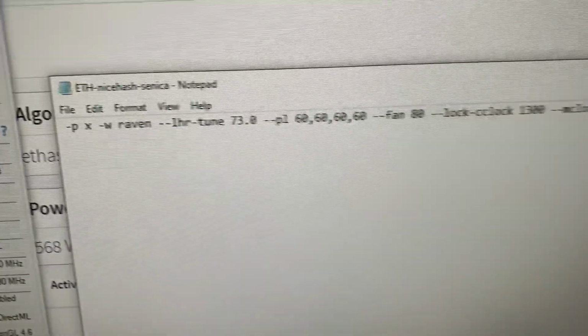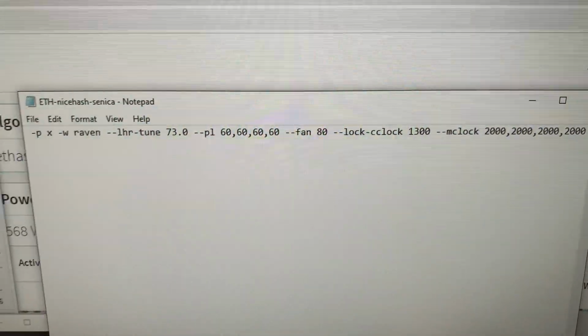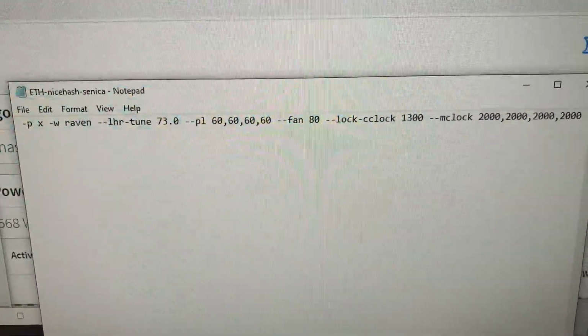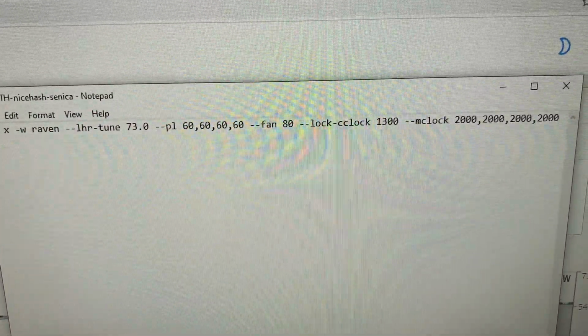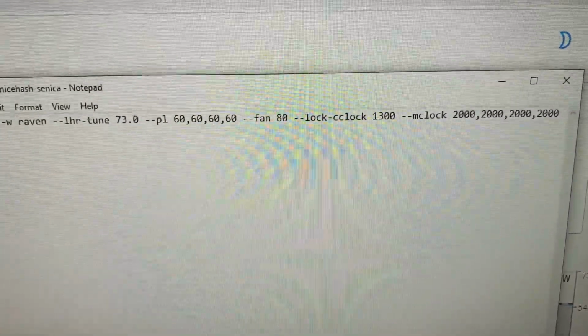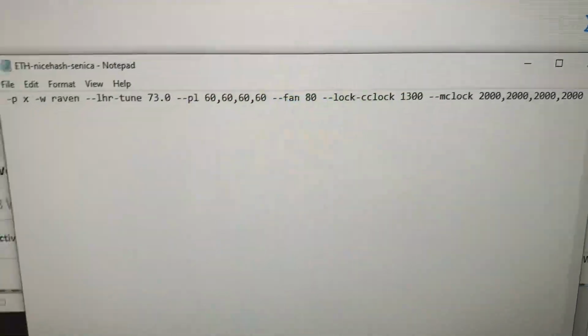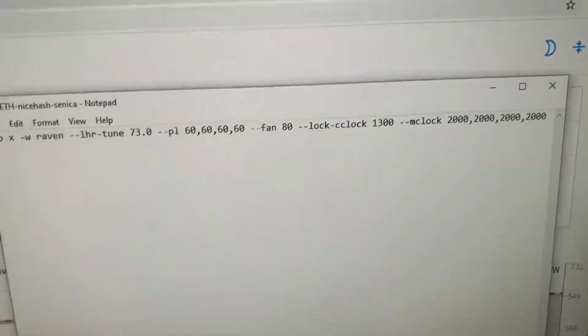Here we go. So this is what I got in the T-Rex. My LHR tune is at 73. My power limit is at 60. My fan's 80. GPU clock, the locked clock, that's the important one there. That's where you're gonna get some power savings, 1300. And then my memory clock, still 2000 high, but again, seems stable and my temps are okay, so I'm fine with that.